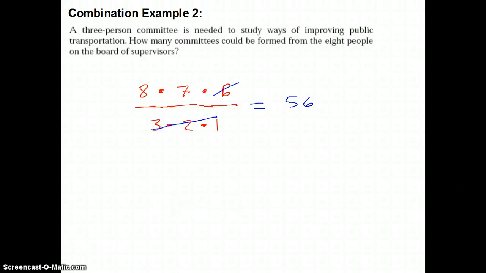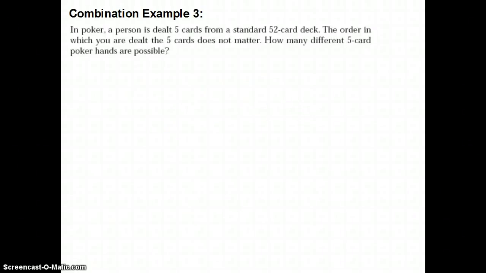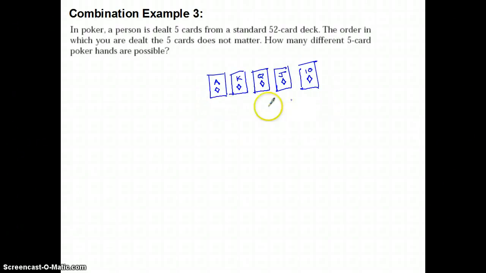Let's look at the next question. In poker, a person is dealt 5 cards from a standard 52 card deck. The order in which you are dealt the 5 cards does not matter. How many different 5-card poker hands are possible? So this is a combination question because the order in which you have those cards arranged does not matter.